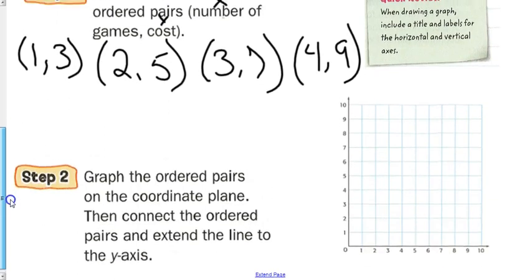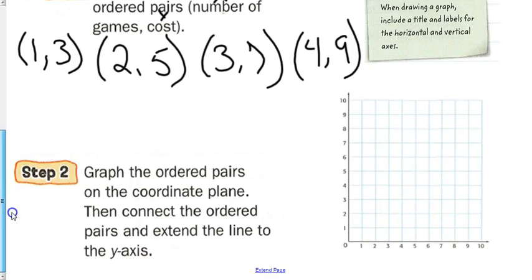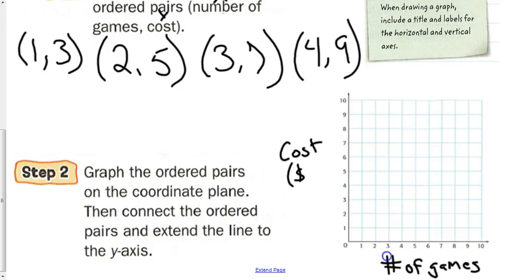All right, so step 2 is we're going to graph those ordered pairs. And they made a nice handy dandy graph for us here that looks very nice. The only thing we got to make sure we do is label those. So this axis down here is number of games, and this is our cost in dollars. All right, so our first one, we said one game costs $3, so we go to the right one and up 3. There's our first point. Then we go 2 up to 5. Then we go 3 up to 7. And we go 4 all the way up to 9.